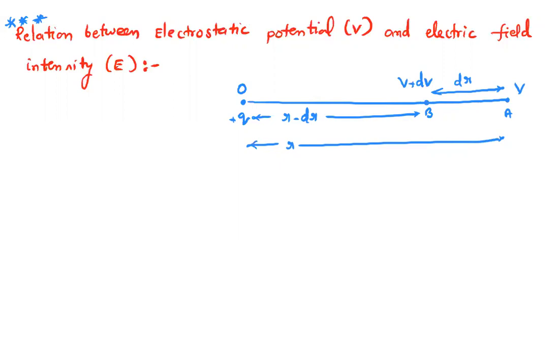Whenever the point is closer, the potential is more. Whenever the point is far away, the potential is weaker. That's why as you come closer, the strength of the electric potential will increase. That's why at point A, the potential is V, and at point B, the potential is V plus dV.